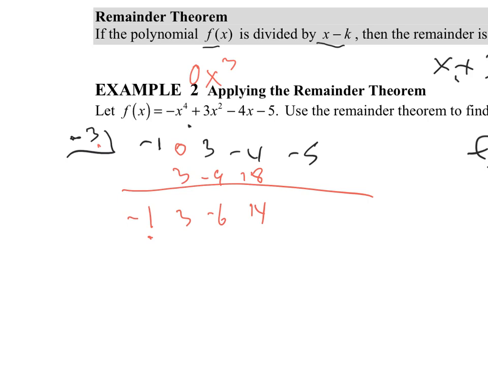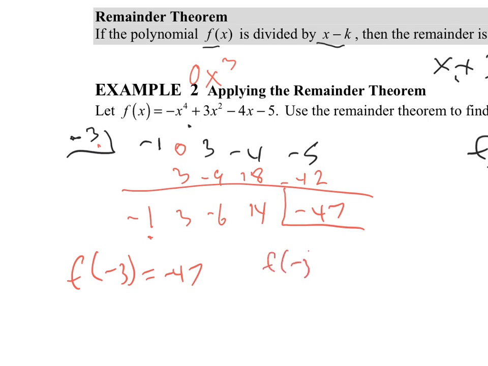Negative 3 times 14 is a negative 42. That answer goes here. Negative 42 minus 5 adds up to a negative 47. If I did it right, then f of negative 3 should be negative 47. So let's see if it is. Let me do f of negative 3.